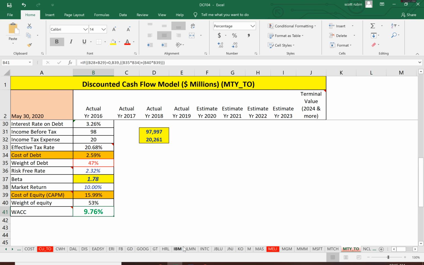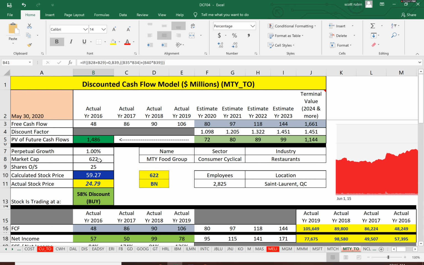And this number, 9.76%, is the price MTY pays to obtain financing. So MTY needs to generate above this in profit each year in order to add value to its investors. And if it doesn't do that, eventually it'll go bankrupt. But this is their WACC. This is the weighted average cost of capital, which is a blend of equity and debt. And that's what we're going to discount the future cash flows by.